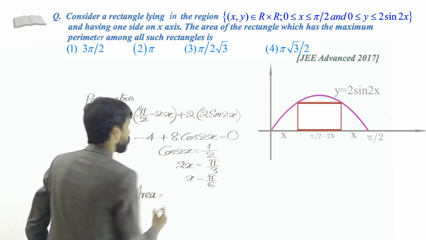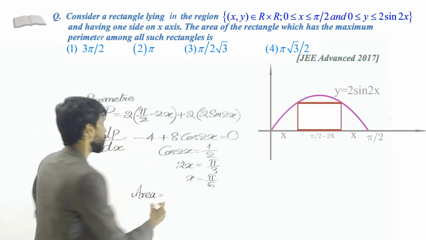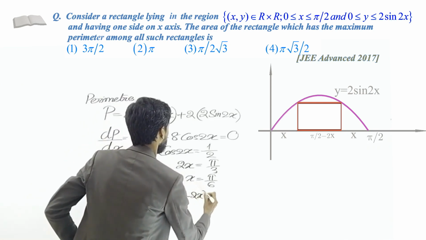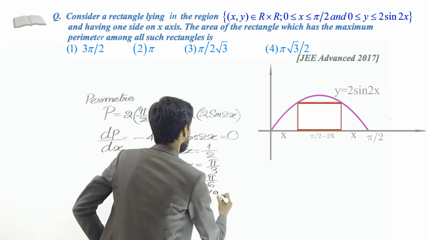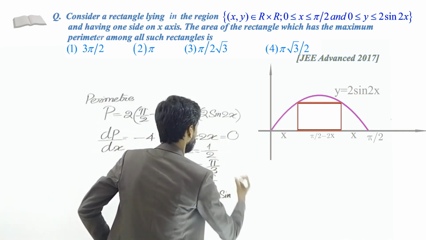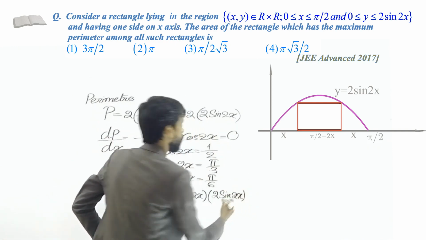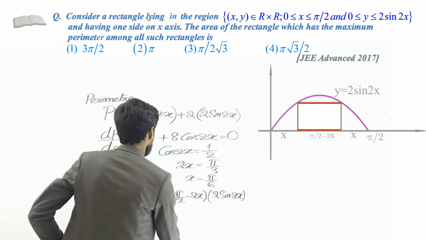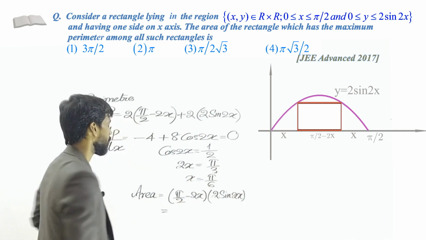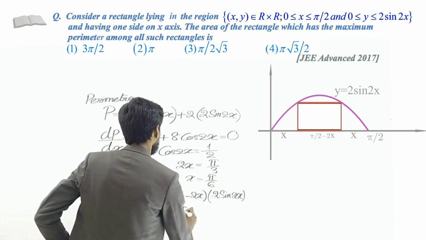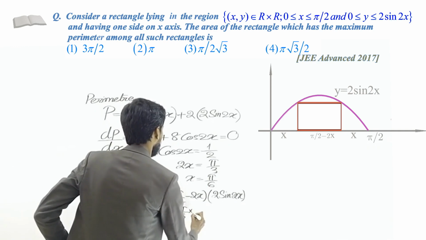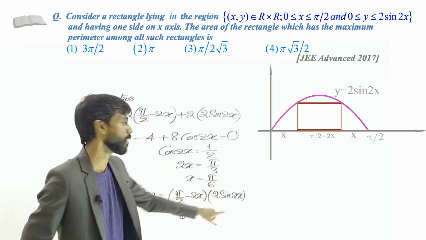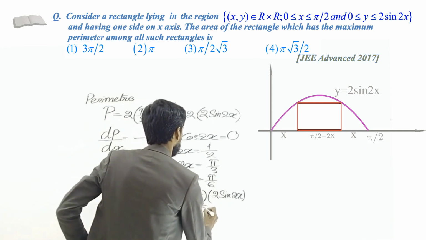So area equals the product of sides. So what is the side here? That is pi by 2 minus 2x, so that is one side, multiplied by the other side, which is 2 sine 2x. But we've got the value of x already, x is pi by 6, so you substitute here. So this value is pi by 2 minus pi by 3, so that is pi by 6, multiplied by 2 sine 2x, so x is pi by 6, so sine pi by 3, that is root 3 by 2, so this is root 3 then.